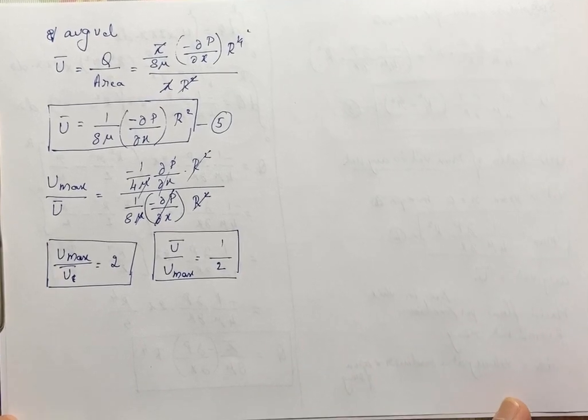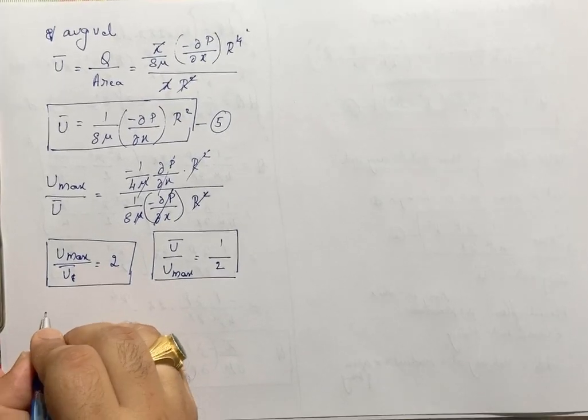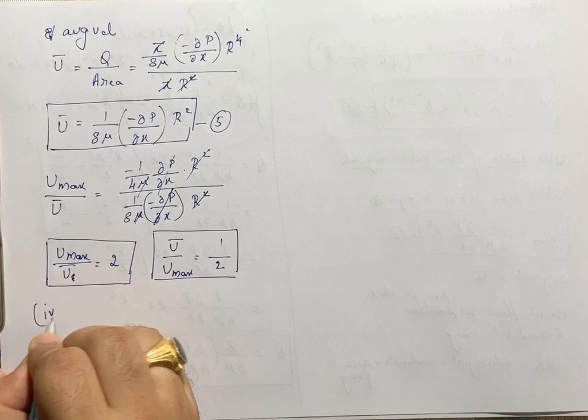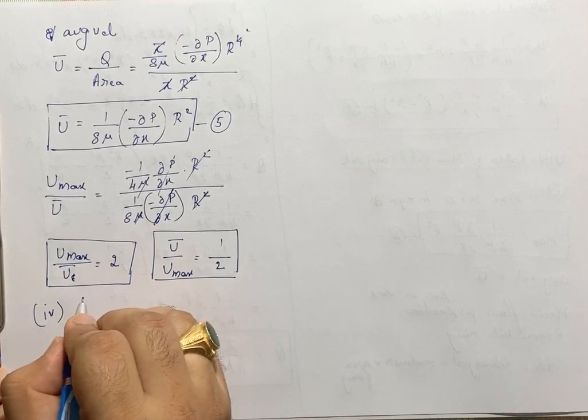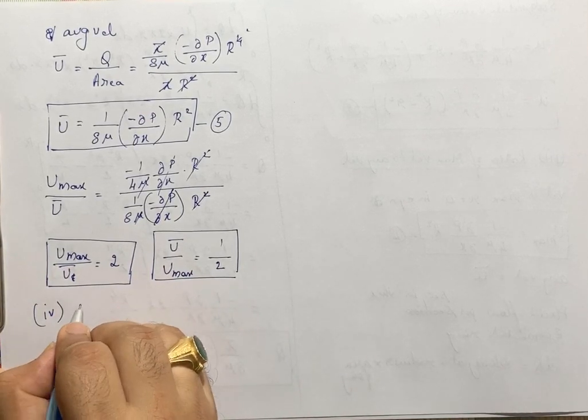This is the third section here. Now we shall go with the fourth section. That is, what is the fourth section? It is the pressure drop for a given length of pipe.